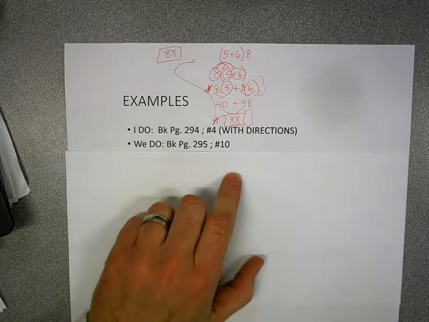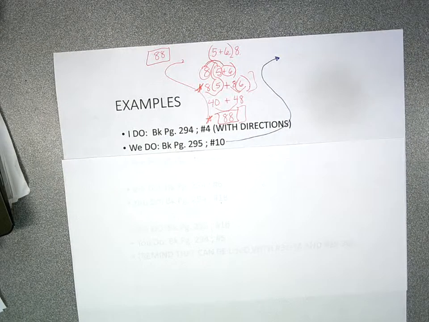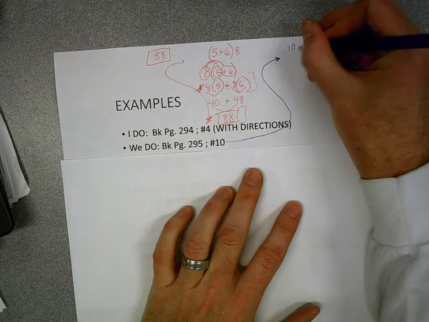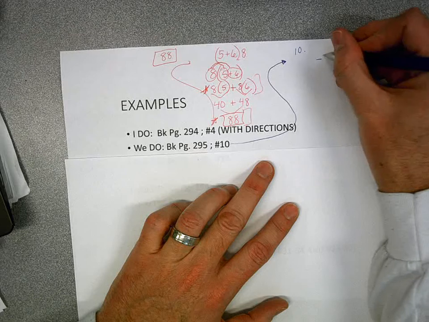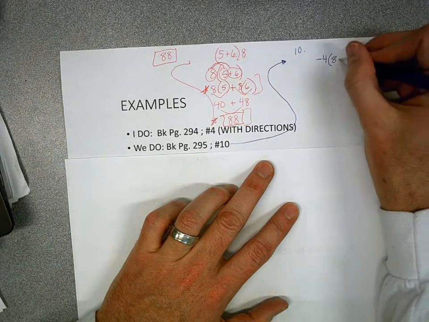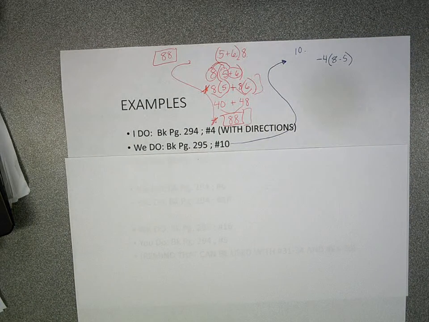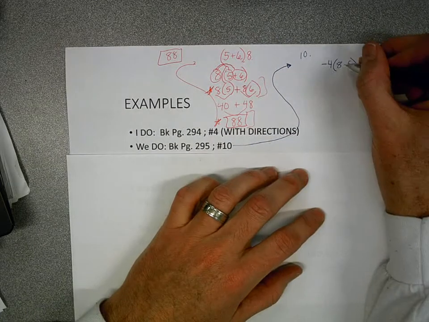Okay, here we go. Let's go ahead, go to the next page over, just page 295, and let's take a look at problem number 10. Now, number 10 is -4 times the difference of 8 minus 5. Okay, now, with this particular problem, the directions are exactly the same. Okay, so that means I'm going to go about solving this the same way.